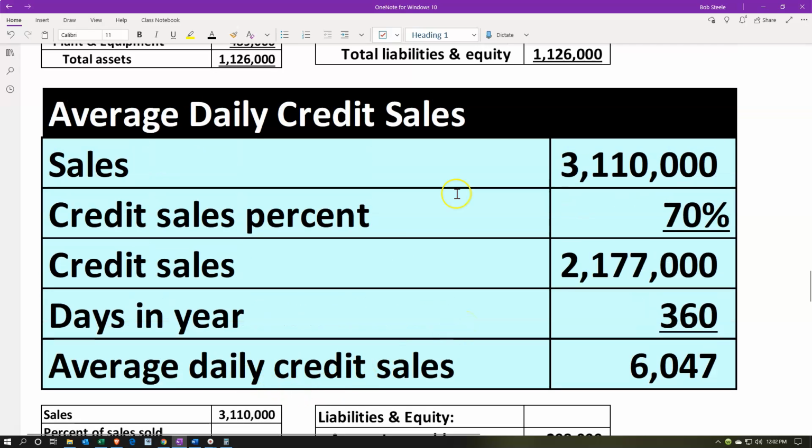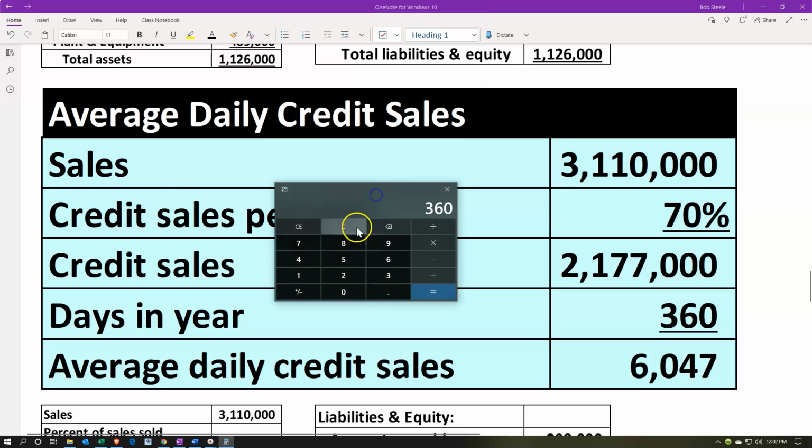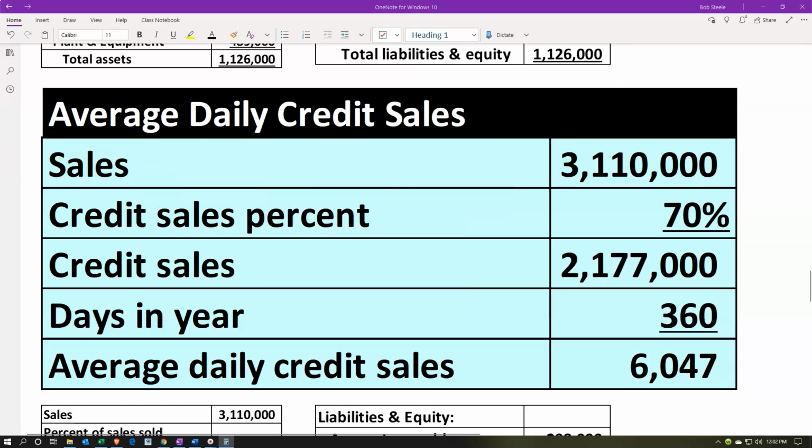So then we have the average daily credit sales, which of course would be the 2,177,000 divided by the 360, that being 6,047 average daily credit sales. So on every average day, we're selling about 6,047 of sales on credit.